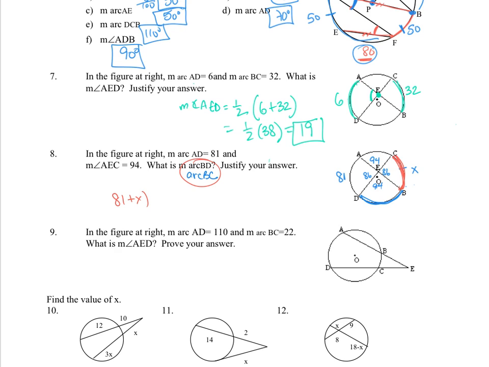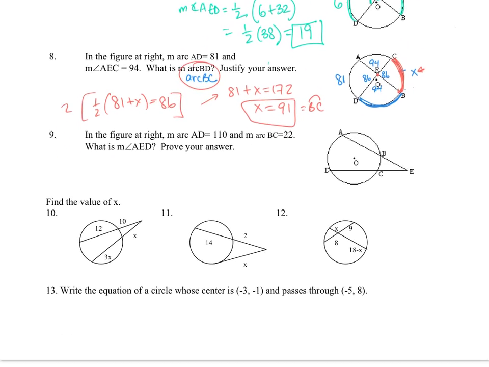So we've got 81 plus the X. Half of that is going to be this interior angle, which was 86. So it's easier right now to multiply everything by 2 to get rid of the 1/2. So 86 times the 2 gives us 172. So 81 plus X equals 172. So X is going to be 172 minus the 81, which would yield 91. So this X right here, arc BC, is going to be 91.